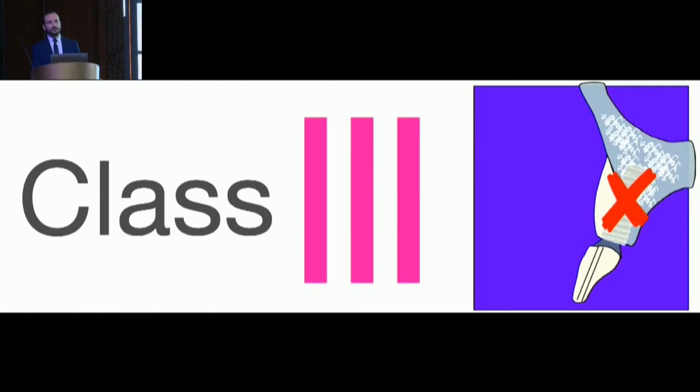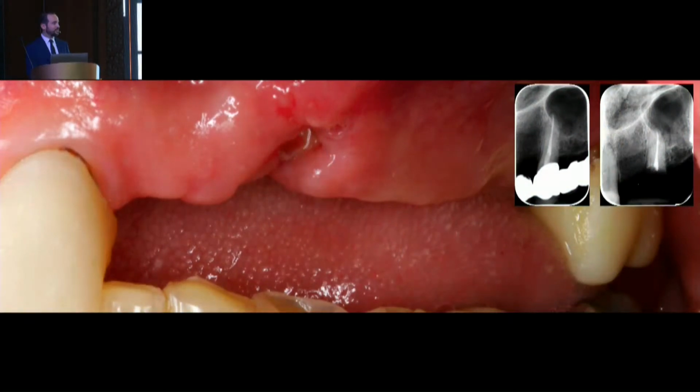What are class 3? Class 3 were defects where we have perhaps sufficient bone for the placement of dental implants, but we cannot place the implant in the ideal 3-dimensional position. Consequently, we will not be proceeding with the placement of dental implants for these types of classifications.